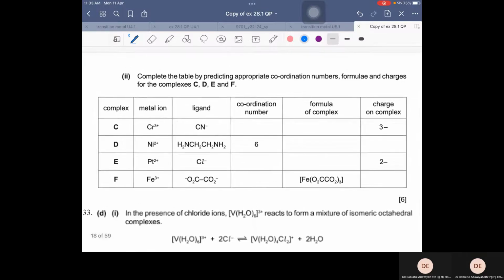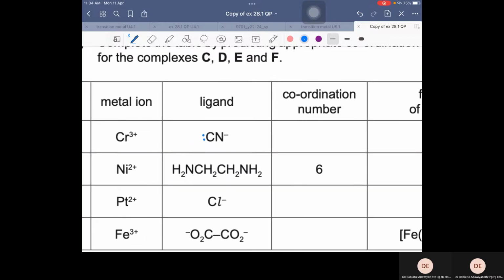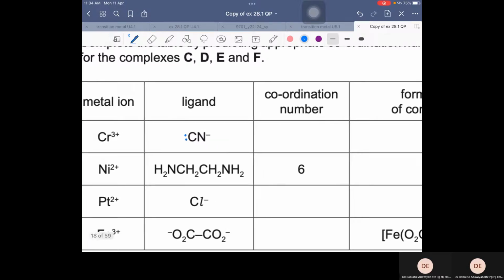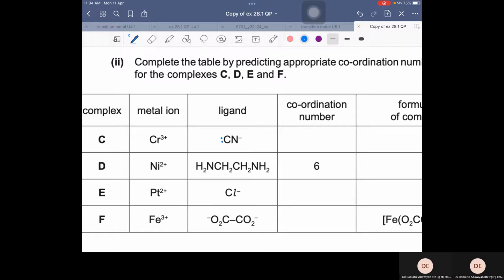Let's start with the first complex C, where our metal center is chromium 3 plus. It's nice that they give us the oxidation number or the oxidation state. The ligand is the cyanide ion. This is a monodentate ligand where it only forms one dative bond per unit of cyanide. Cyanide ions are also almost similar in size to ammonia and water, so it would follow the trend. Usually for ammonia and water, what is their typical coordination number? 6. Okay, so we're going to try with 6 first and we'll check our answer later on.